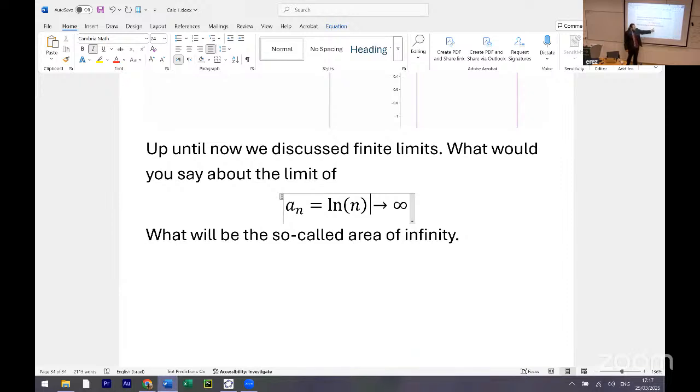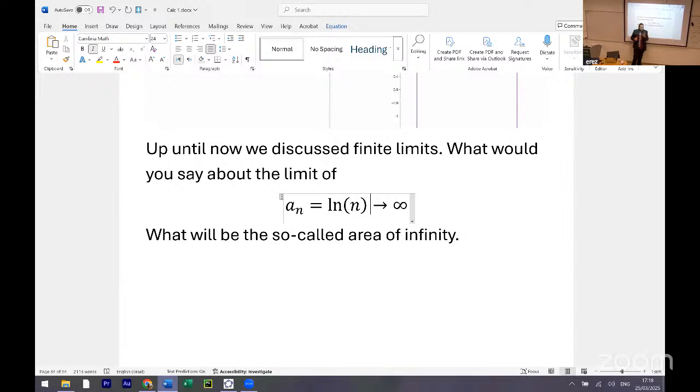Say 1,000,000. Is it true that ln of n will sometime be larger than 1,000,000? At which number? E to the power of a million, right? So it's a huge, enormous number, but it does happen. And what will happen after it passes 1,000,000? It will stay there.